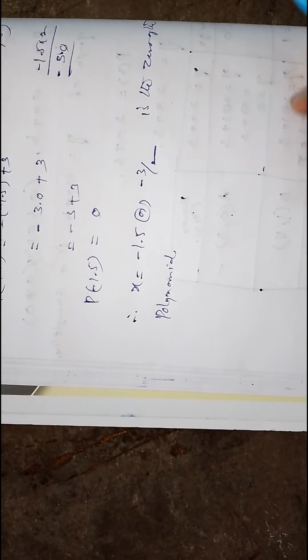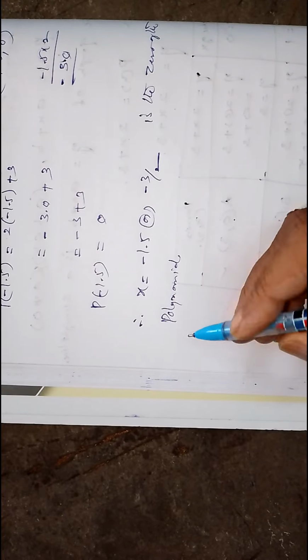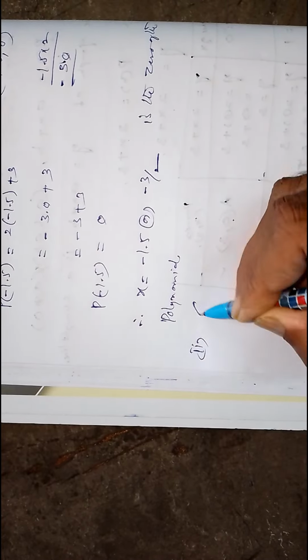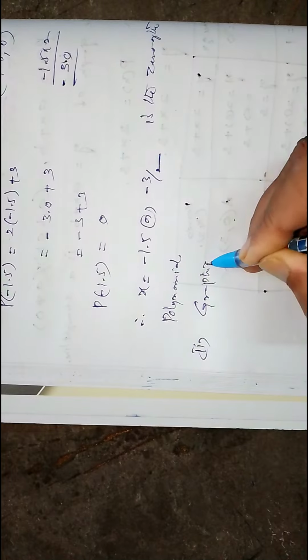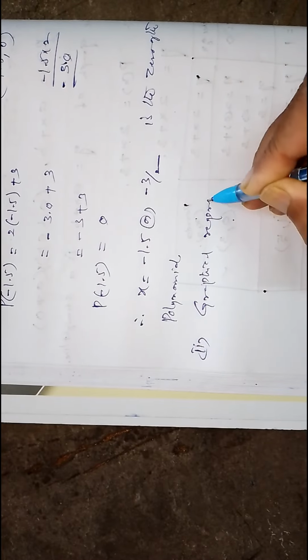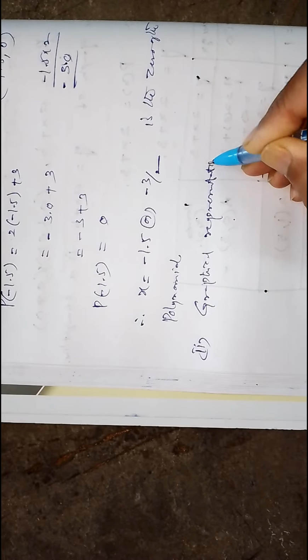Okay, after that, the graph of a quadratic polynomial, right? The graphical representation.